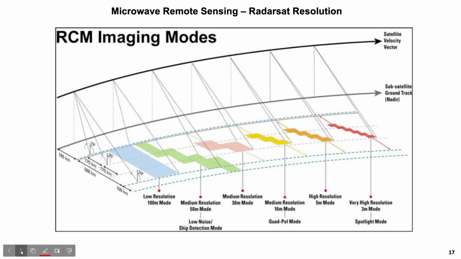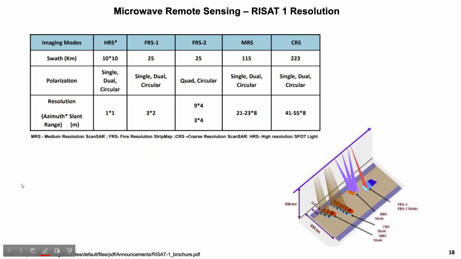So how is this possible? These are the different modes of acquiring. You can see here for the Indian satellite, in the high resolution mode the azimuth resolution is 1 meter, then fine resolution is 3 meters, then 9 meters, then 21 meters, and up to 41 meters. So this is for RISAT-1.